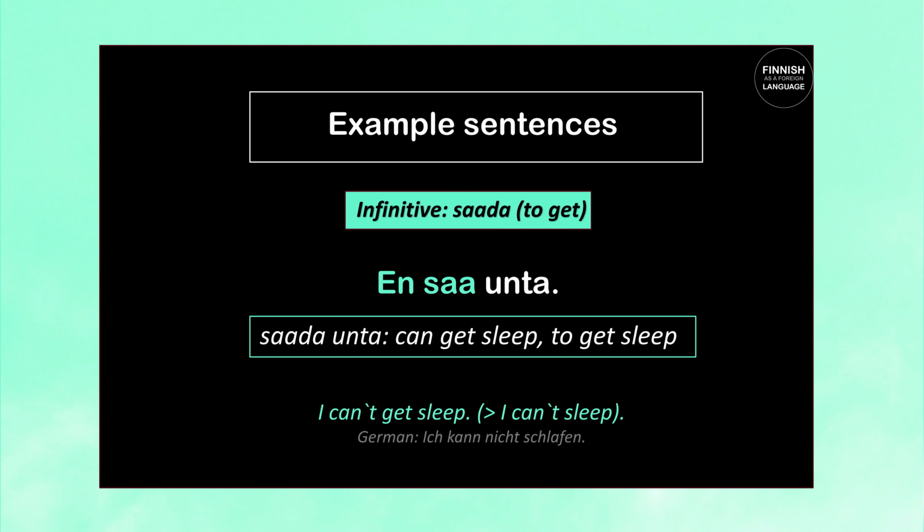We use this expression when we want to say that someone is having difficulties with falling asleep. And as already mentioned before, uni is a noun which means either sleep or dream. Here in this context, it refers to the state of sleeping rather than dreaming. Alright, so let's repeat. En saa unta means I can't get sleep.